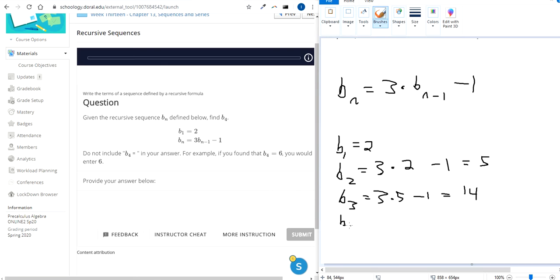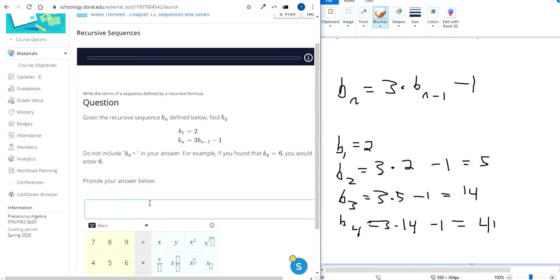And so we're finally ready for b sub 4. It means take 3, multiply it by that previous term, and then subtract 1. 42, minus 1, 41. I hope I didn't do that too fast.